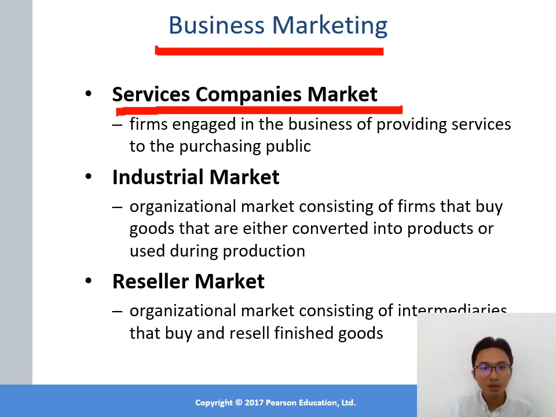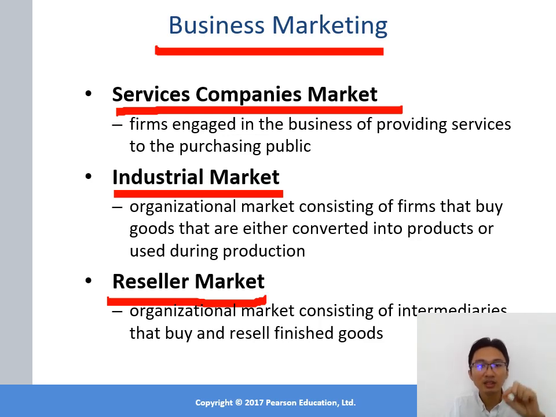The next one is industrial marketing. The industrial markets include businesses that buy goods to be converted into other products or that are being used during production. It includes farmers, manufacturers, and some retailers. For the reseller market, before products reach consumers, they pass through a reseller market consisting of intermediaries, wholesalers, and retailers that buy and resell the finished goods.